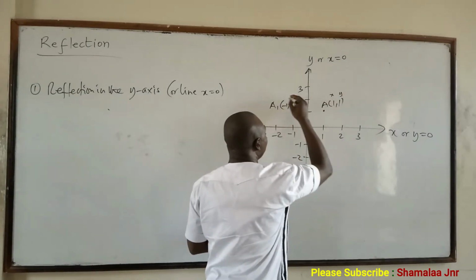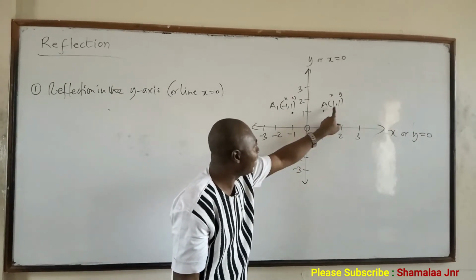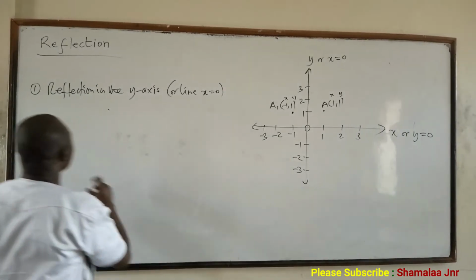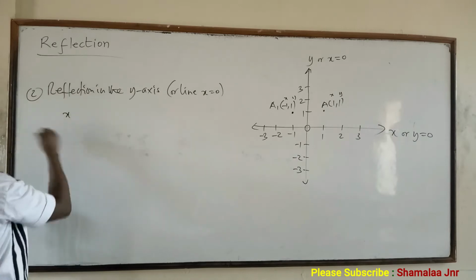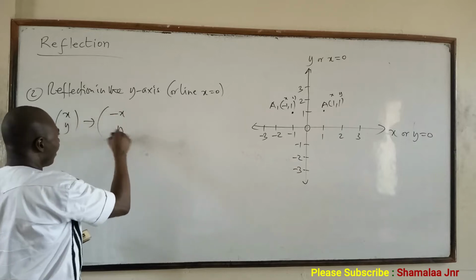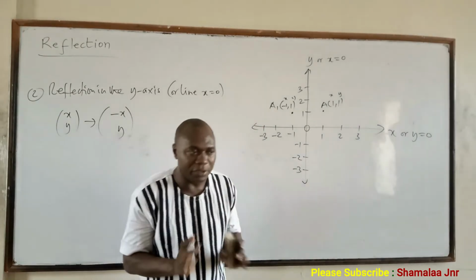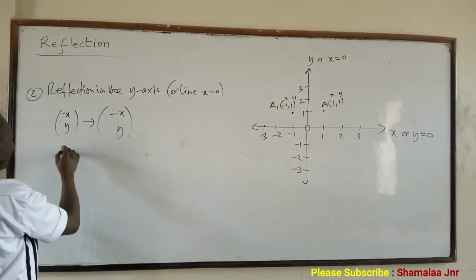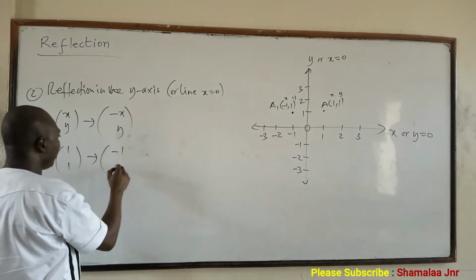Negative 1, 1. So what is this telling us? So this is x, this is y. For reflection in the y-axis, you can see that the x-coordinate has changed, but the y-coordinate has not changed. So you can just see that for reflection in the y-axis, xy maps onto negative xy. Isn't it? Because it's a reflection in the y-axis. So the x-coordinate will change, the y-coordinate will not change. Yes. So that's why when you have 1, 1, it has become negative 1, 1.